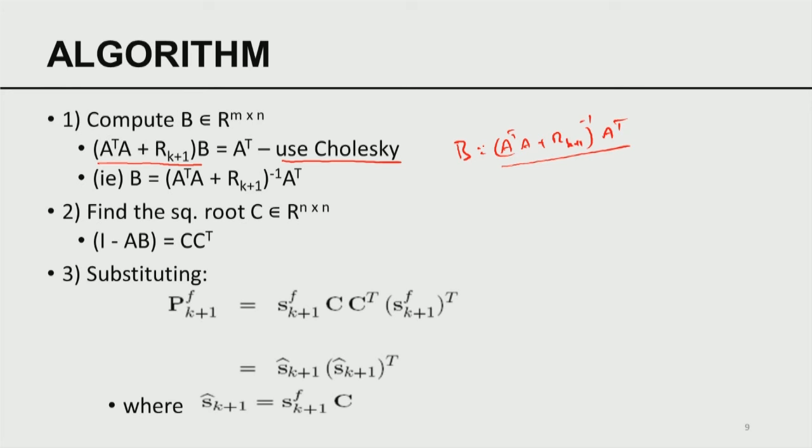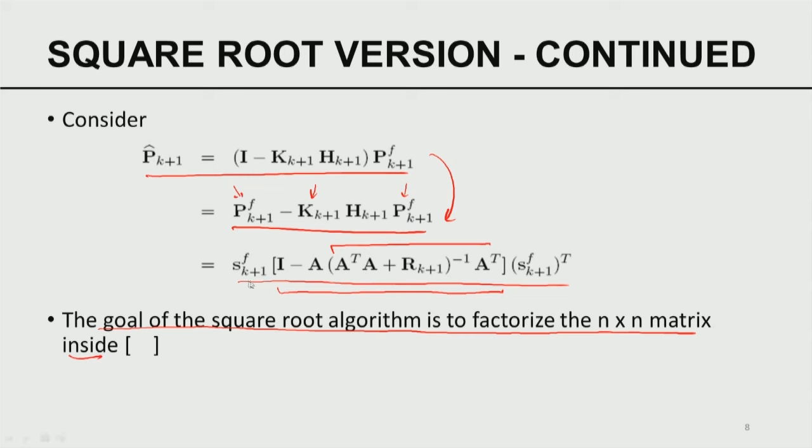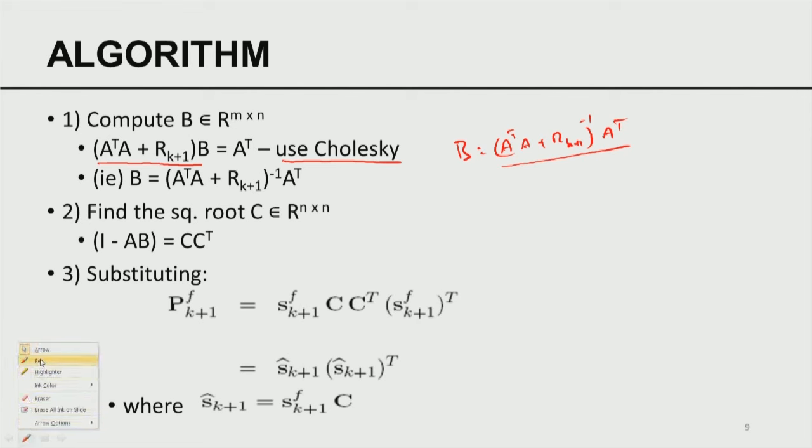Once you get B, going back to the previous line, P k plus 1 is equal to X k plus 1, the term within parenthesis, S k plus 1 F transpose. So I need to find the square root of the term within the parenthesis, and in order to do that, once I find B, I need to find the square root of I minus AB. I know what A is, I now know what B is, multiply AB, subtract from I, and then find the square root. This square root also can be obtained by using Cholesky factorization. Substituting all this back, I have X k plus 1 C C transpose this. I am now going to define X k plus 1 hat times X k plus 1 hat transpose, where X k plus 1 hat is equal to X k plus 1 F times C. So this is one of the fundamental equations in the square root operations.